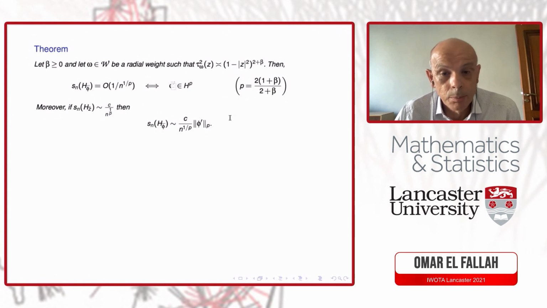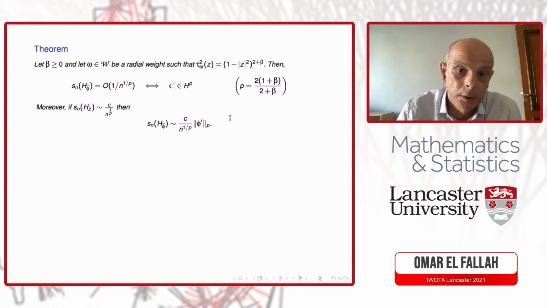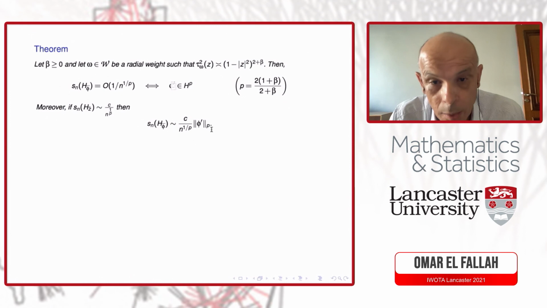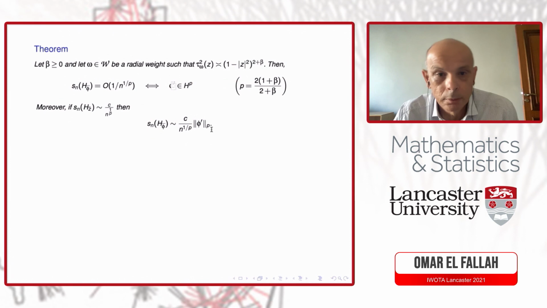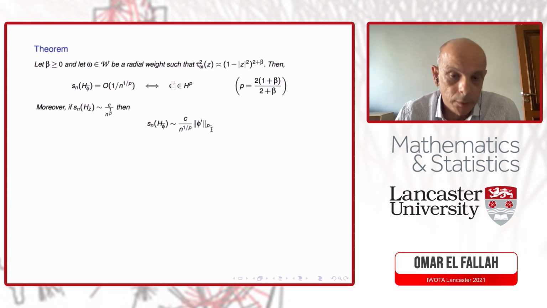For example, for p equal 1, we have the norm C divided by n. Here we have the norm in L1, that means it is the perimeter of the image of the boundary of the image of the disk.